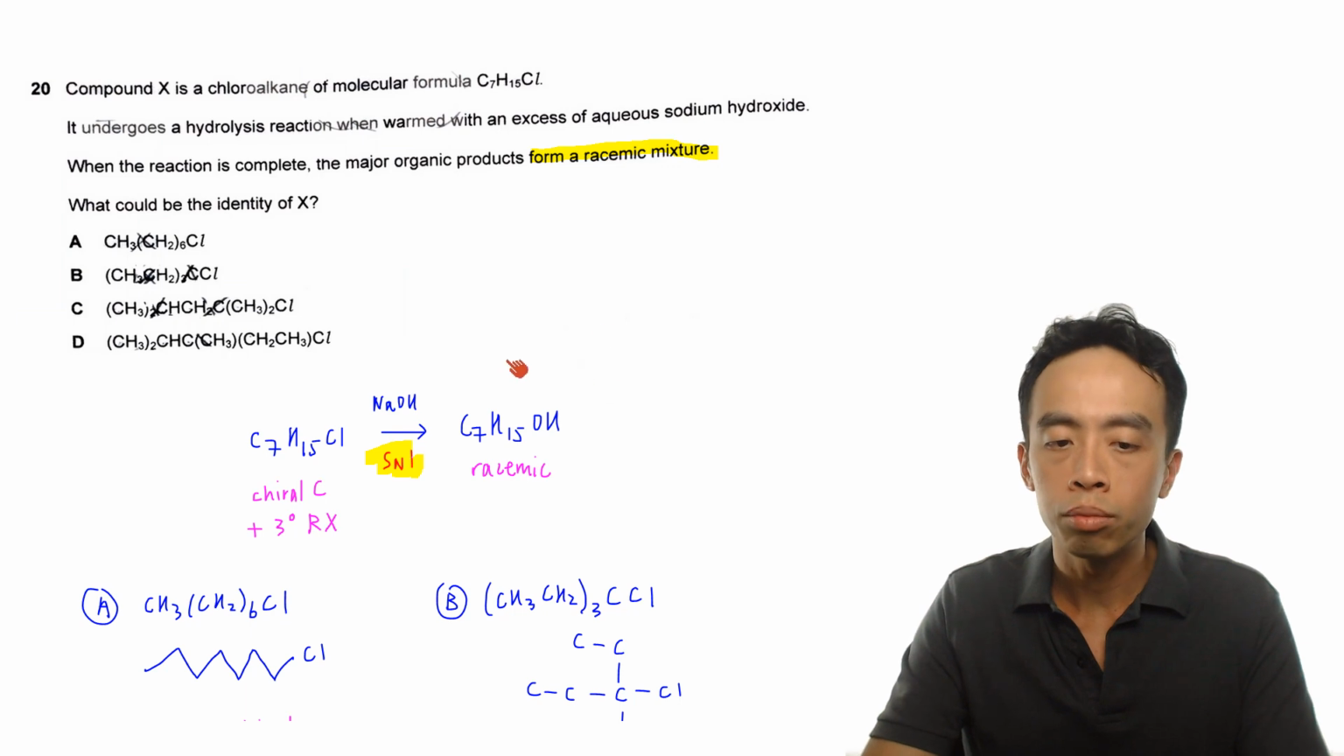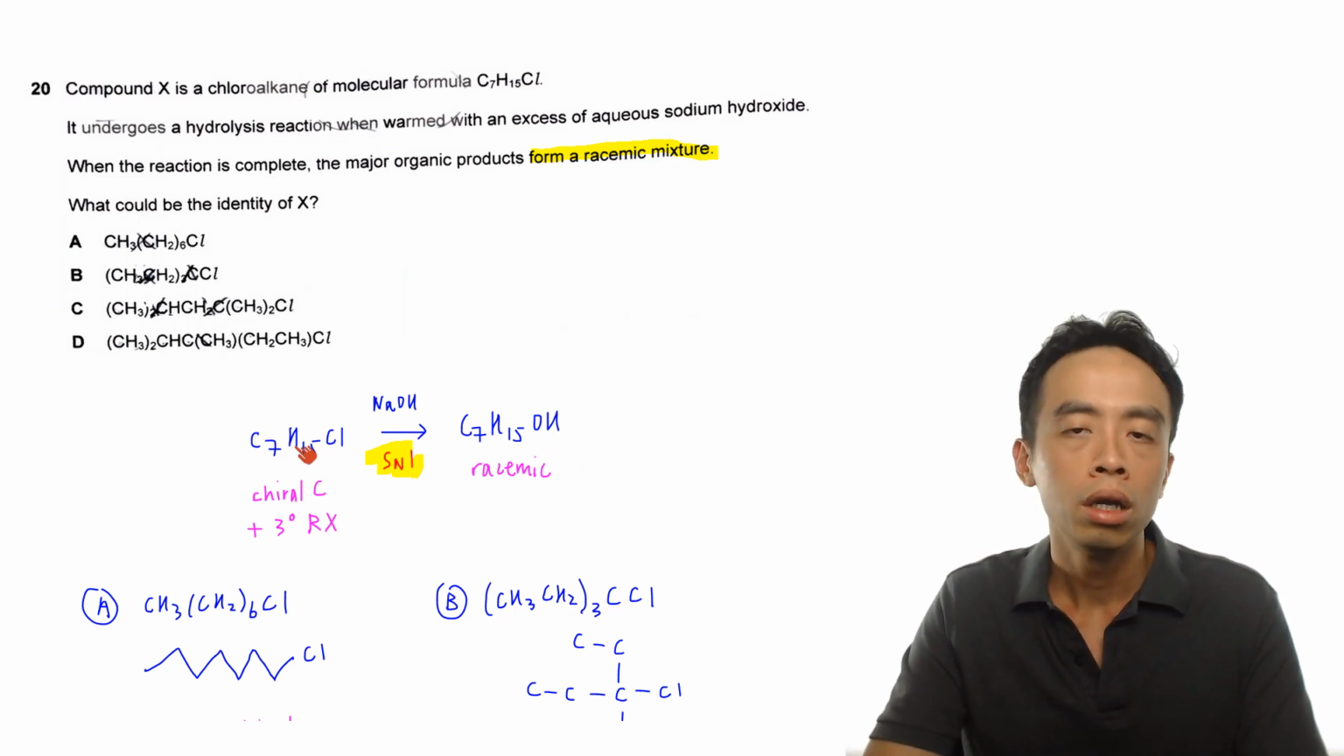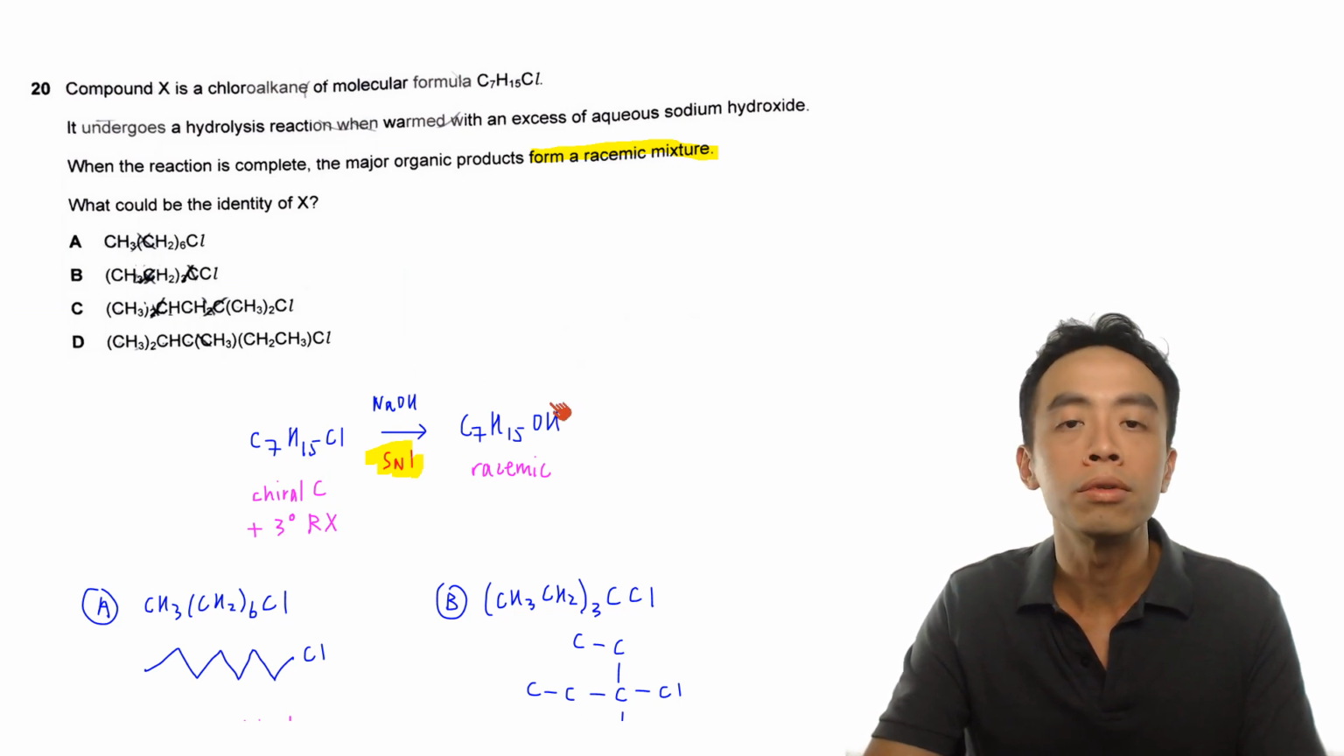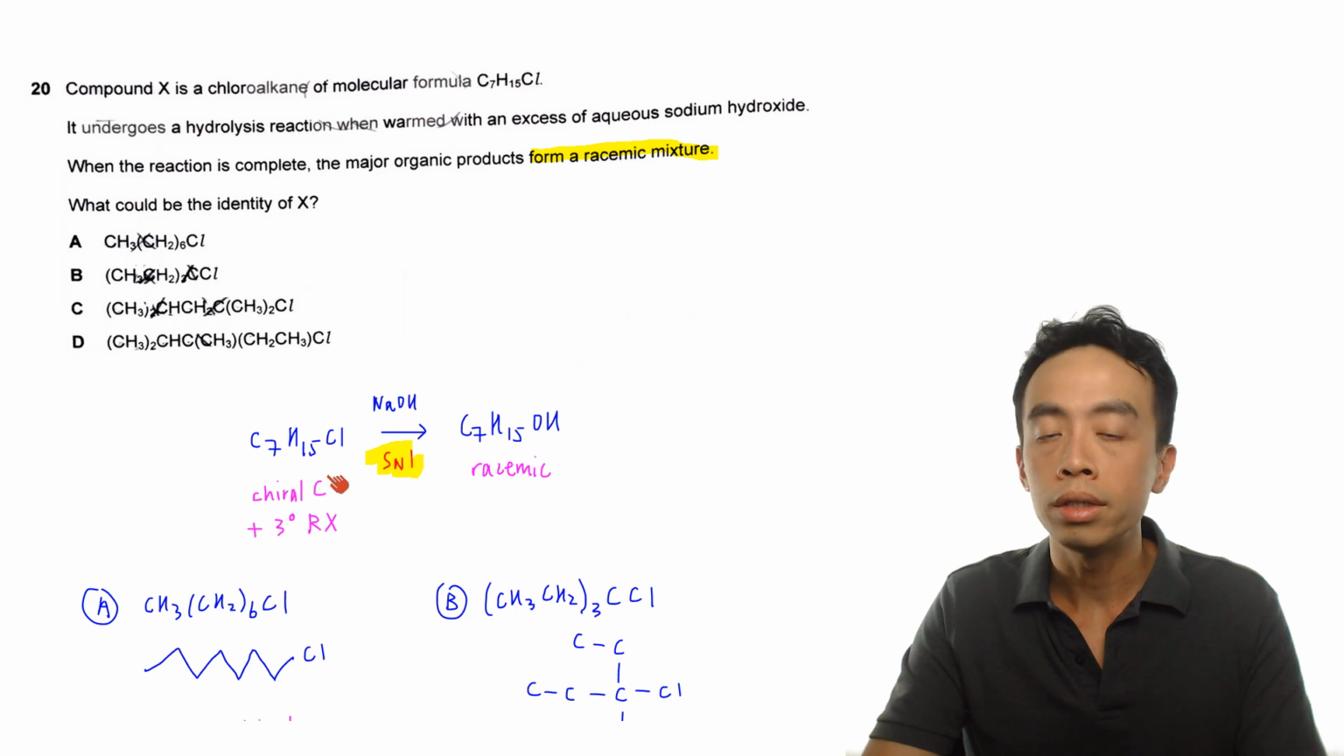So therefore, this product will have a chiral carbon, which also means that the reactant will also have a chiral carbon. Because this conversion is just a substitution of a Cl group to an OH group. So if this product is chiral, this reactant must also be chiral.